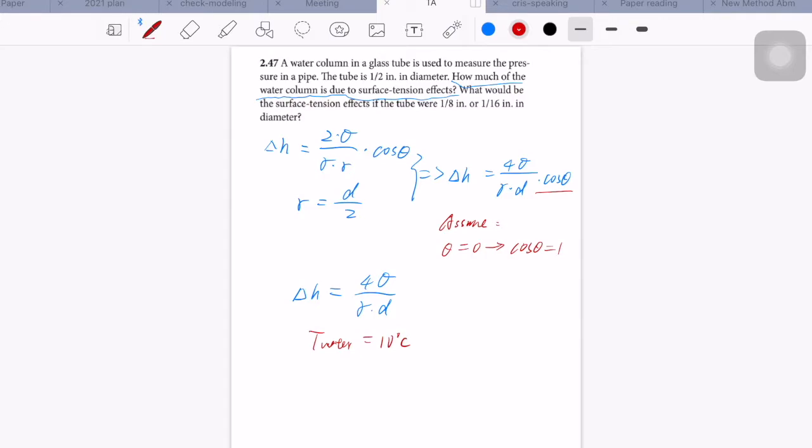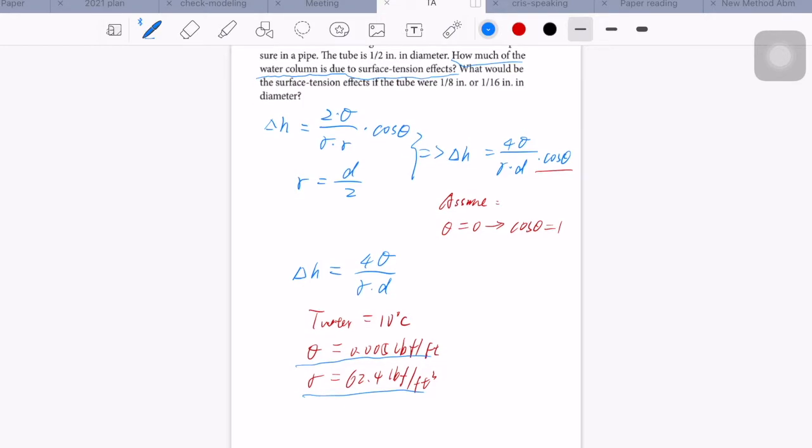At this temperature, sigma equals 0.005 pounds force per feet, and gamma equals 62.4 pounds force per cubic feet. You can find these two values in the appendix table of your textbook, or you can find them online.